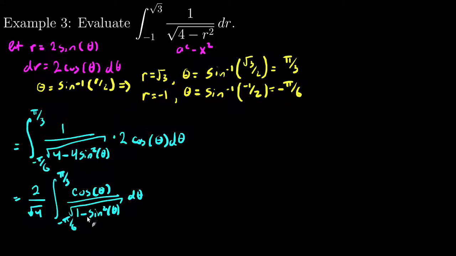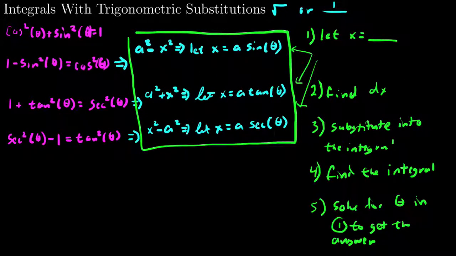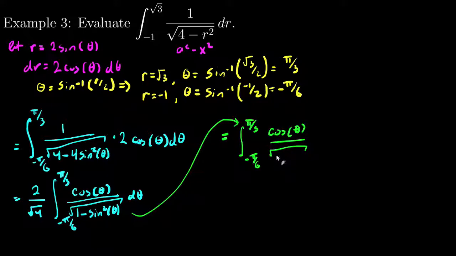And now, I remember 1 minus sine squared, as you see over here, is equal to cosine squared. So, I can replace this 1 minus sine squared with a cosine squared. So that's equal to 2 divided by root 4, which is just 1. So I have the integral from negative pi over 6 up to pi over 3 of cosine theta divided by the square root of cosine squared theta d theta. The square root of cosine squared is, as long as we're in a reasonable quadrant, just cosine. So the cosine divided by cosine cancels.